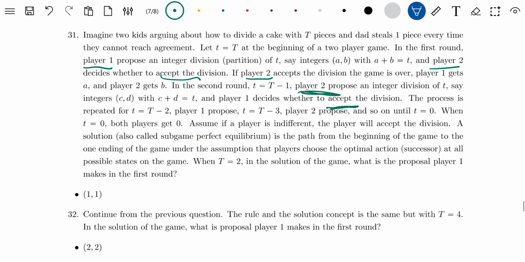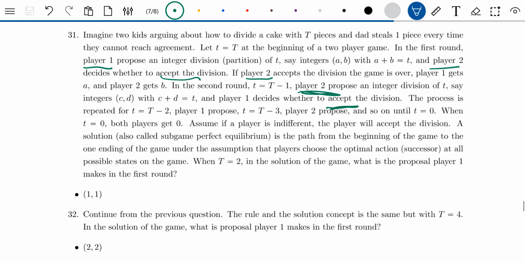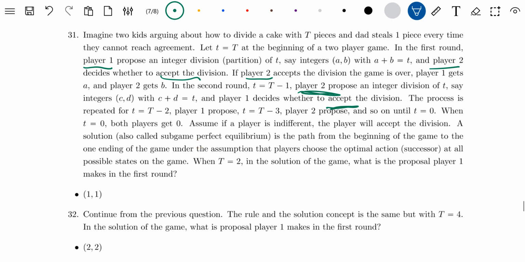The difference between this and the Rubinstein bargaining problem we did in the lecture is that every time, the kid would just eat one piece. So at the beginning there are t pieces, after the first round it is t minus 1, then t minus 2 after the second round, and so on. That's the only difference, so we'll solve the problem the same way. Let's begin by drawing the diagram.